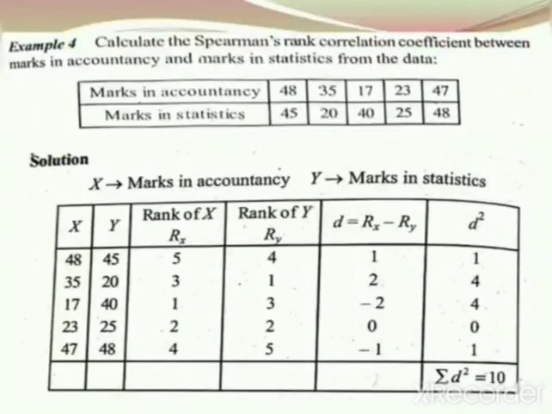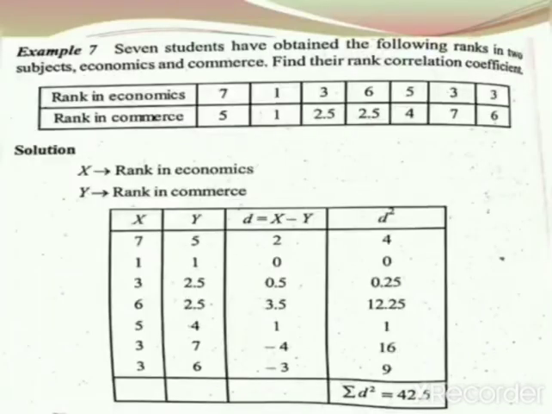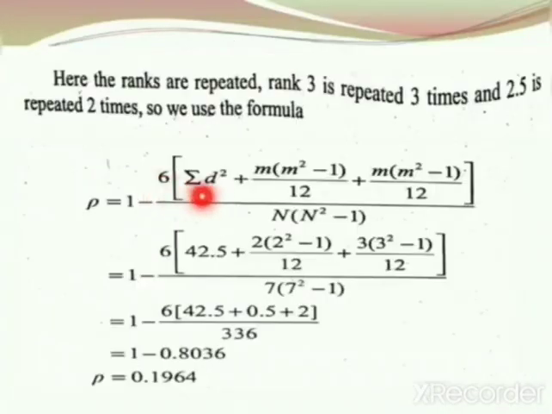In the repeated rank formula also, it is 1 minus 6 of summation d square plus m of m square minus 1 divided by 12 plus m of m square minus 1 divided by 12, the whole thing divided by n of n square minus 1. So you have to first find the second term, and after that subtract it from 1. So 1 minus. You have to remember this, because it is the major mistake all students make. So remember this important note.